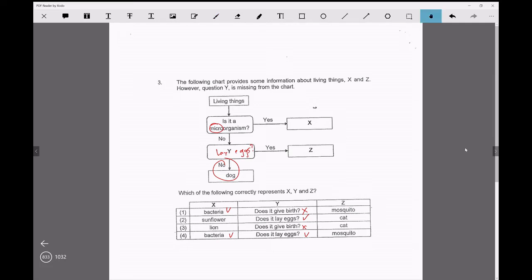Then for Z is yes, right? So this one is yes to lay eggs. So Z must be an organism that lays eggs. Cats are mammals, so they don't lay eggs, they give birth. So you cannot choose cats, you can only choose mosquito because insects lay eggs. So the one with 3 ticks is number 4.